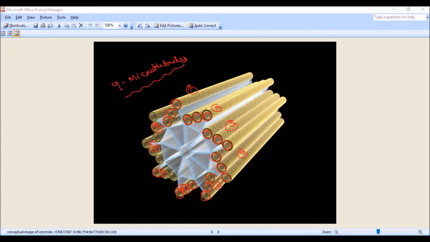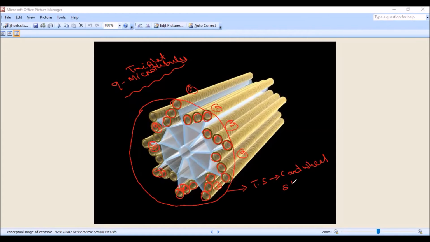Okay, and these 9 microtubules, but this is not a microtubule, this is a triplet microtubule. 3 microtubules are joined here and they are making a triplet microtubule. So when we see this transverse section, it means we have to cut this section and see this from the front. Then how will it look? The transverse section will give a cartwheel structure. So let's see the cartwheel structure of this centriole.